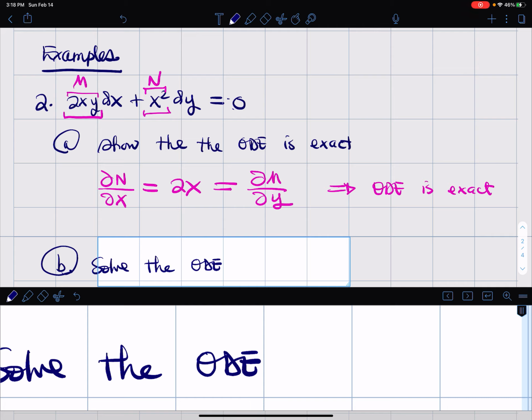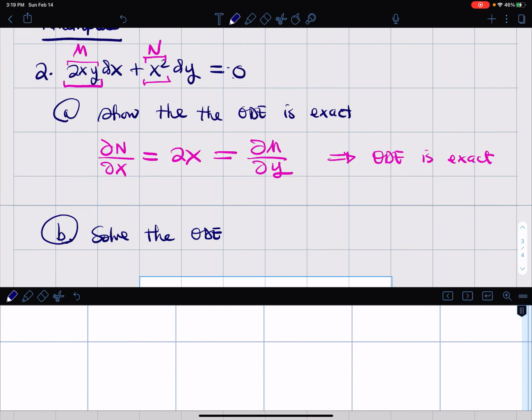If you look closely, this equation is actually separable. You can rearrange it and make it separable. But let's treat it like an exact equation and see how we can solve it using the fact that it is exact.